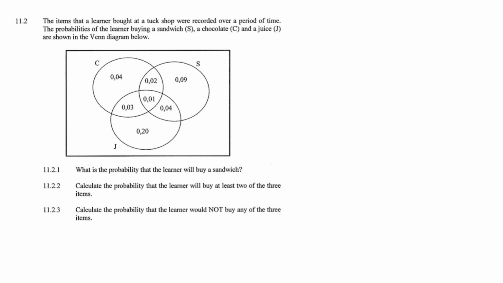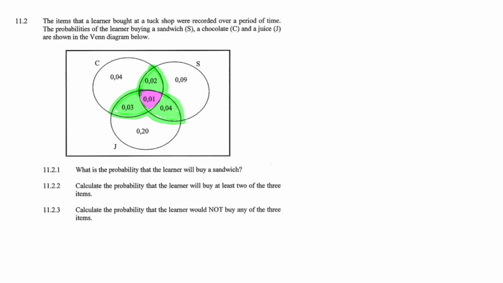11.2.2. Calculate the probability that the learner will buy at least 2 of the 3 items. So in our Venn diagram, at least 2 of the 3 items is where the circles or events intersect. So what I'm coloring in now is at least 2 options, and then the middle one would be 3 options. The part in green represents 2 items, and the part in purple represents all 3 items. But at least means 2 or 3 items.